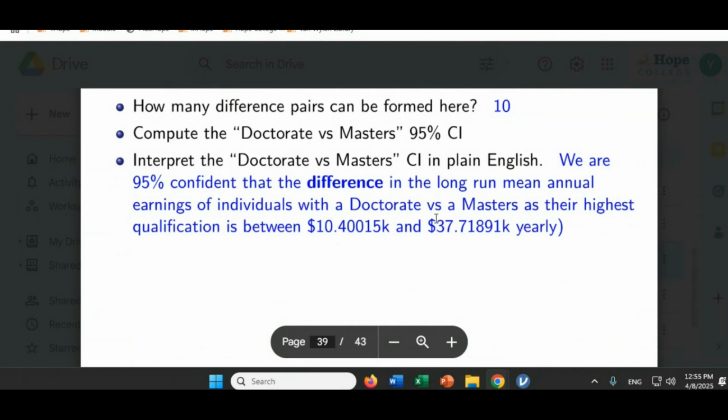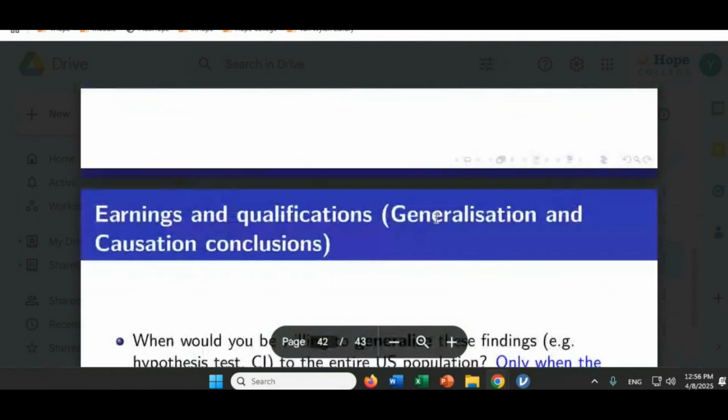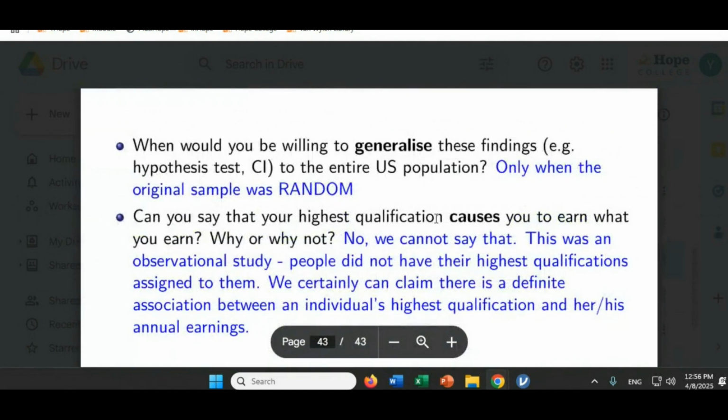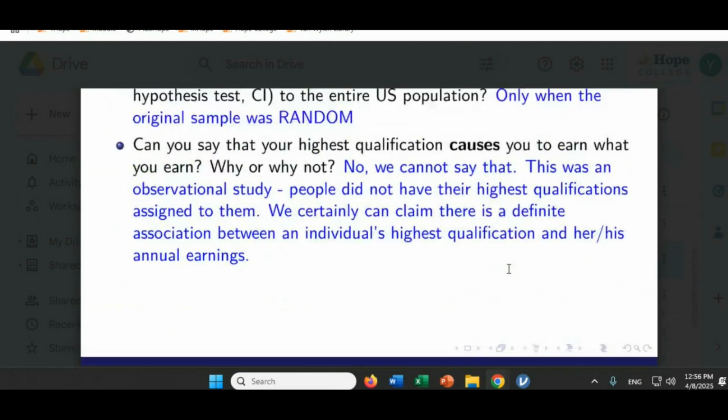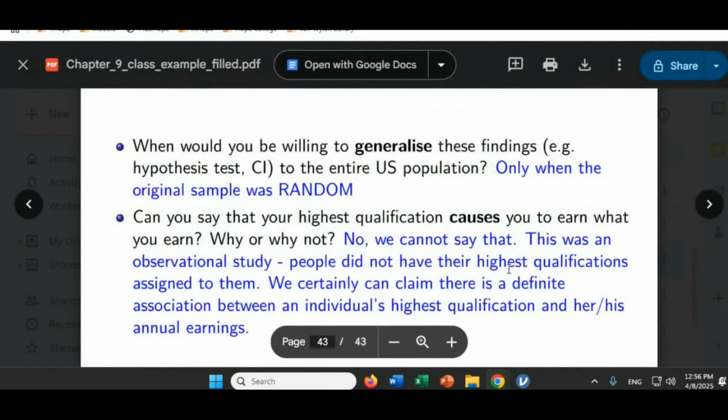Right? Good. So then you can generalize if the sample is random, but you cannot make a causation claim because you did not randomly assign people's qualification. Therefore, the study is not an experiment. Is this okay? Right? We're actually at the end of the slides. And that's actually it. Next class, we are going to finish group work on this and start chapter 10, which is the last chapter already.